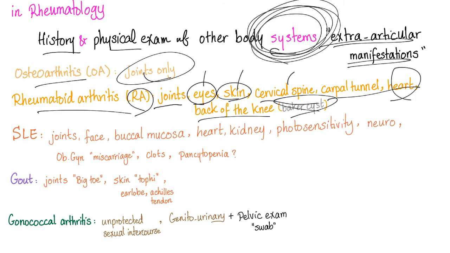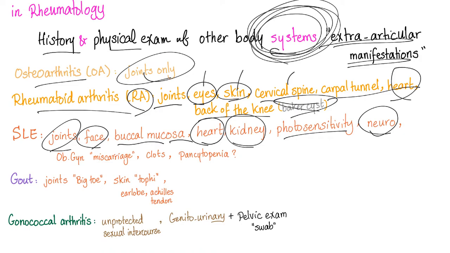It's lupus, and if you watch Dr. House, it's always lupus. You examine the joints, the face. Why? For the malar rash, which is butterfly-like, and the discoid rash, the buccal mucosa because of oral ulcers. Heart, you can have pancarditis, you can have myocarditis, you can have endocarditis, and you can have pericarditis. Kidney, yep, lupus nephritis. Photosensitivity, you ask the patient, does the sunlight hurt?